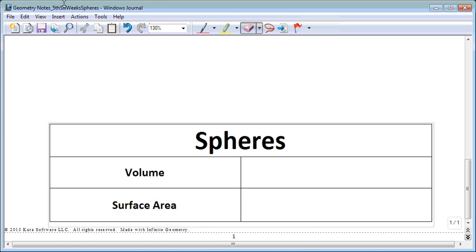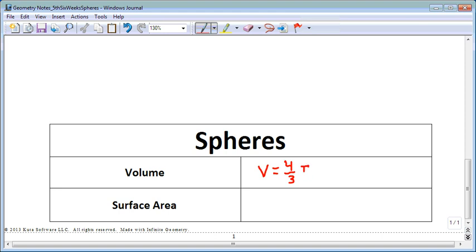Deal with the volume and surface area of spheres. Now, spheres are very similar to cones in the sense that it's very straightforward. There's a formula, you plug your numbers into the formula, and you receive your answer. So our formula for the volume of a sphere is volume equals 4/3. We do have to deal with a fraction here.